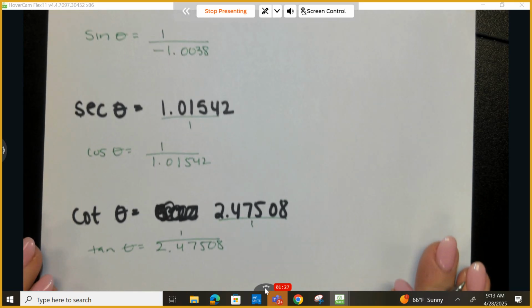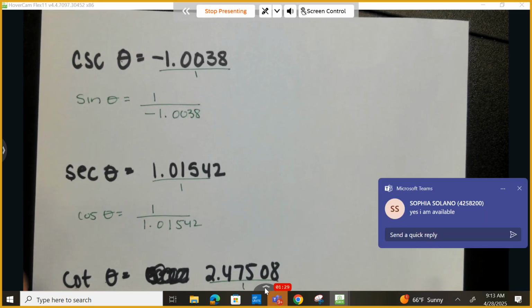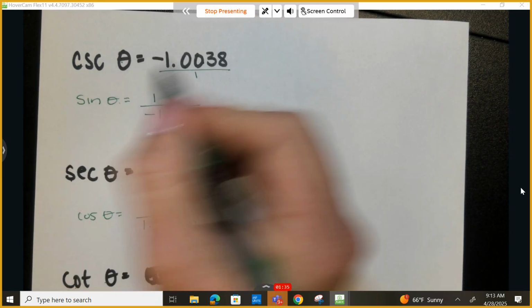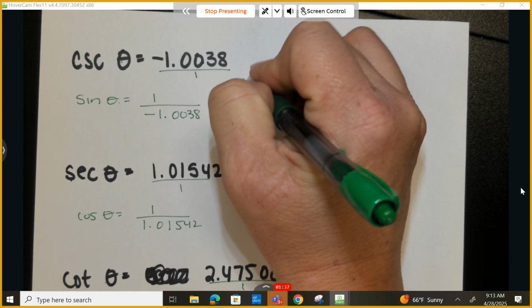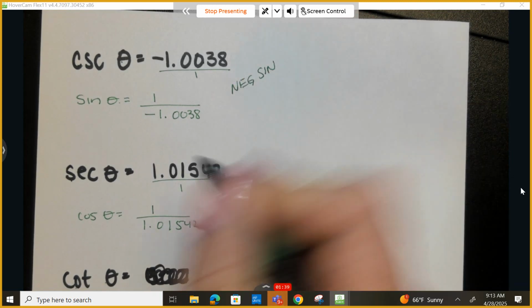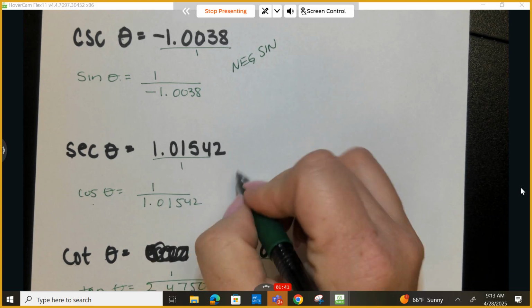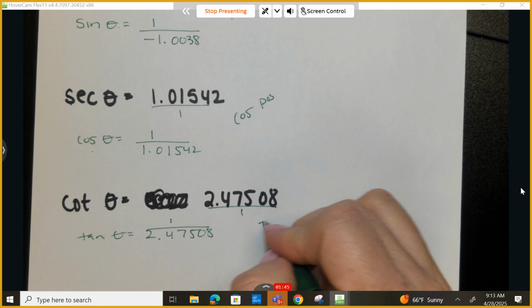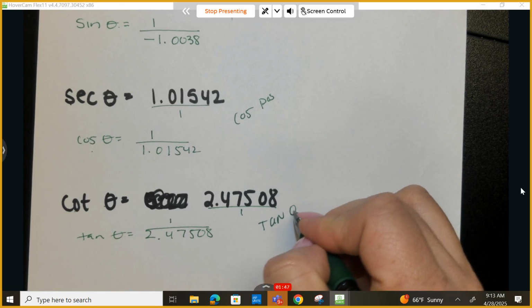Now we're going to come back. In this particular one, when I look at the first example, I can see that I have a negative sign. So I just want to write that down. I have a negative sign value. Here I can see that I have a cosine value that is positive. Down below I have a tangent value that is positive.